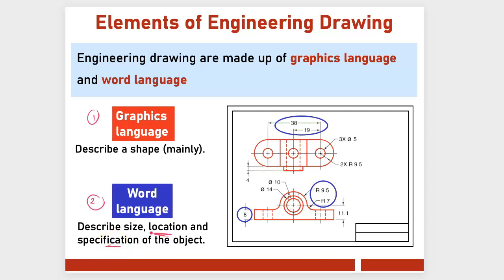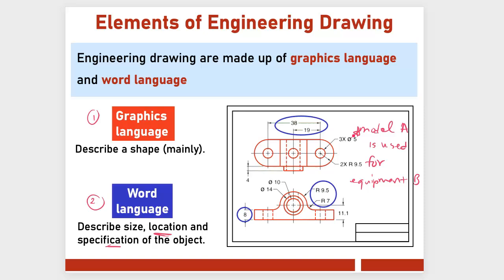The word language can also be used to describe the location and the specification of the object. For example, I want the audience to know that this model A is used for equipment B. So without this information, the readers would not know that model A is for equipment B. They will only know this is model A, right? They wouldn't know that it is supposed to be used with equipment B.